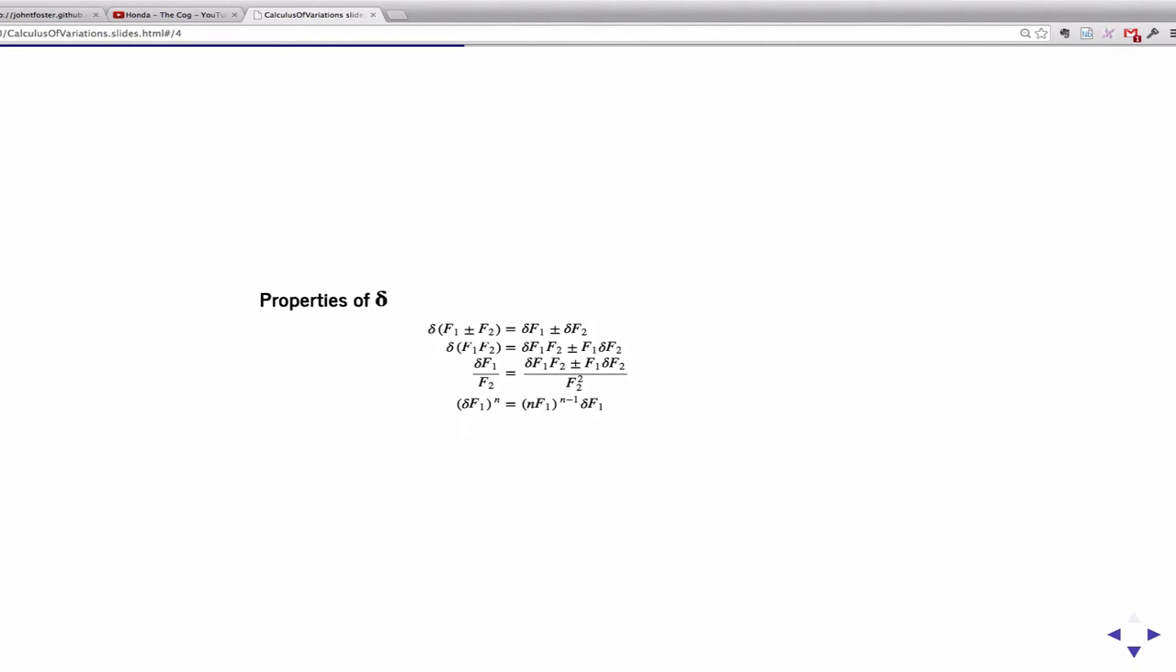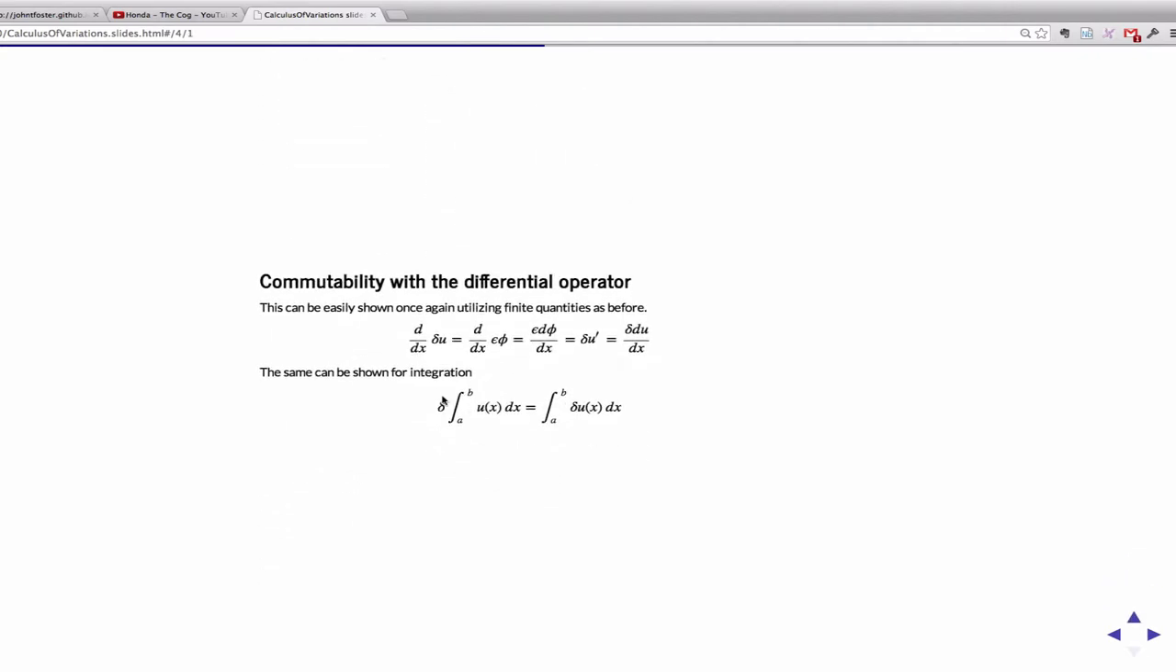And this del operator is like the differential operator, but not exactly the same, as I showed, but it's similar. Because of that, it also has similar properties: it's commutative, and you have a chain rule, a quotient rule, a product rule, and all these things. It also commutes with the differential operator. So if you have d/dx of del of a function, I prove this by substituting finite quantities back in for a second, but you can show that you can switch the order of operations with the differential operator. And we can also show the same for integration.